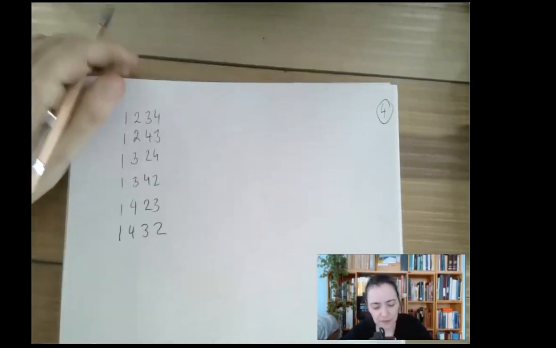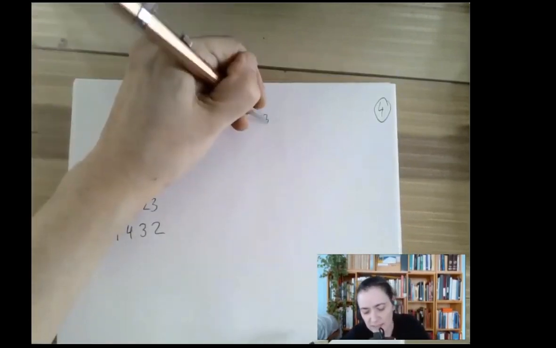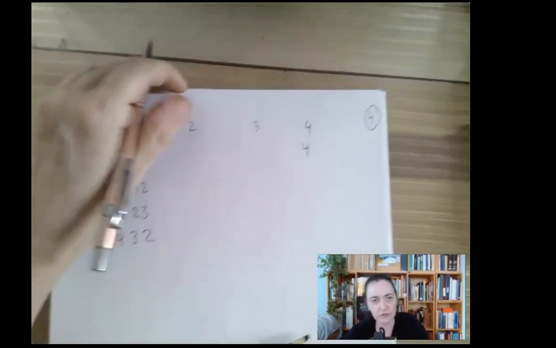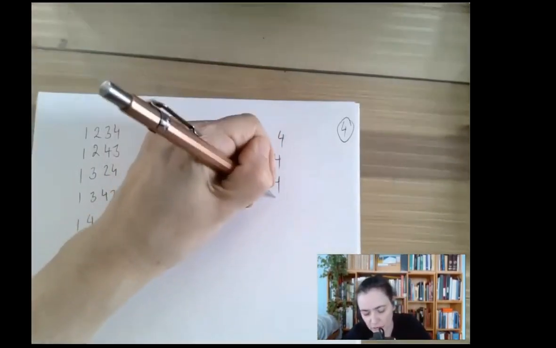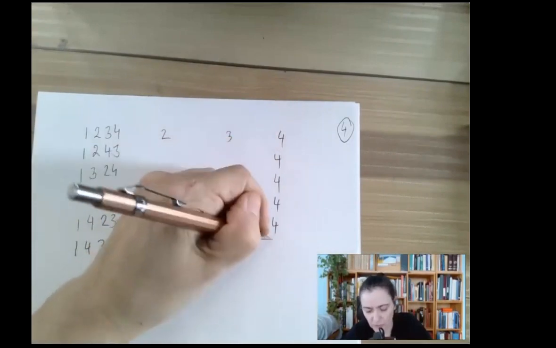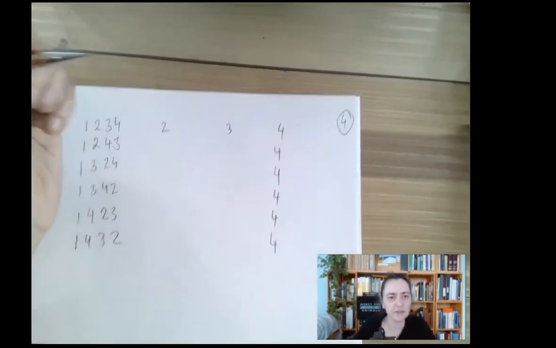Actually, I think the easiest to see is, let's check out the permutations that start with a 4. Oh yeah, you've been doing this in the homework. That's why you guys are good at this.